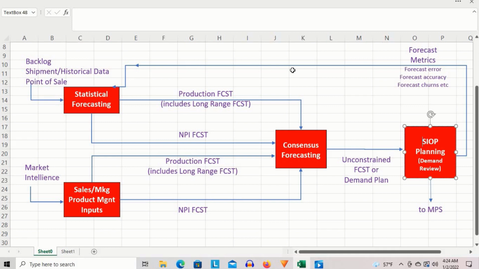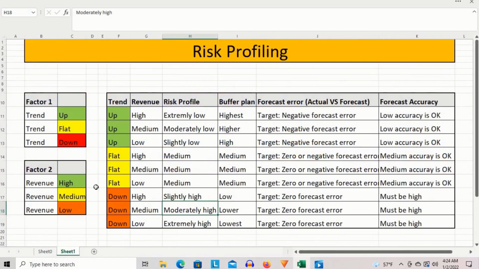So the solution I suggest here is creating a risk profile for all the SKUs and using that data to improve your demand planning process. So what do I mean by that? Let me give you one example. On your screen, you are seeing these three tables.